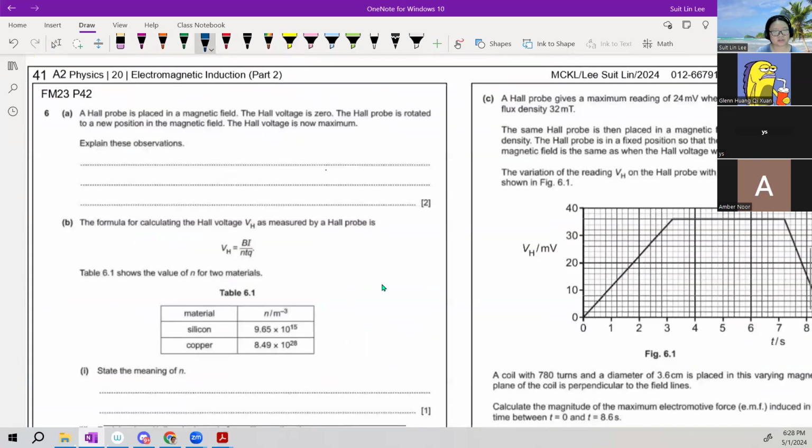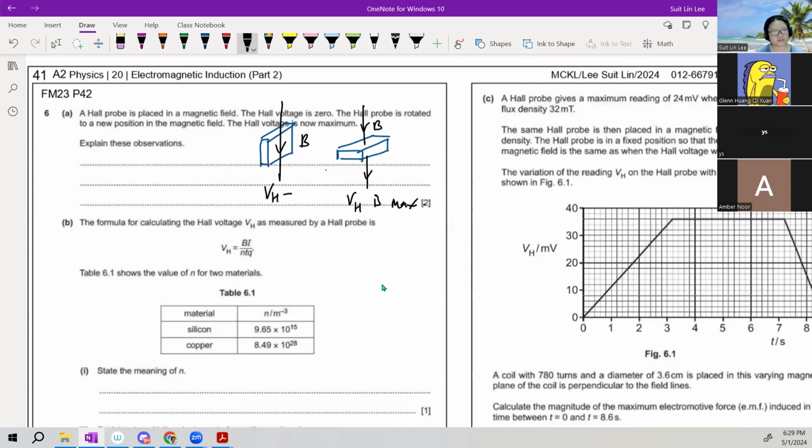If let's say this is your slice, let me try to draw in a way where it's easier for my hand. Let's say this is your slice. Then your magnetic field is this way. In this case, VH is maximum. But then when you are like this, and the magnetic field passes through like this, then your VH is 0 because it doesn't cut through at 90 degrees.